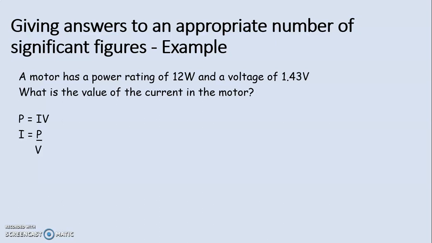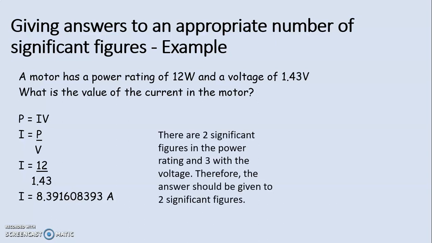We then substitute in the data, so I equals 12 divided by 1.43, and then we get this answer on our calculators. Then we need to make a decision. How many significant figures are we going to give with this answer? We need to look back to the data we've used. We've used a power rating with two significant figures and a voltage with three significant figures. Therefore, we should give our answer to two significant figures. So our answer should be rounded to 8.4 amps.